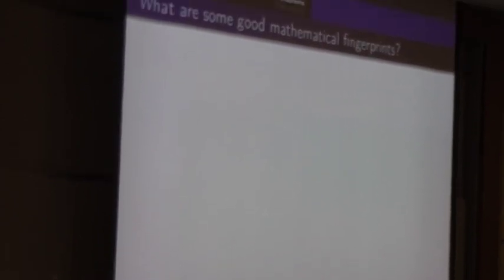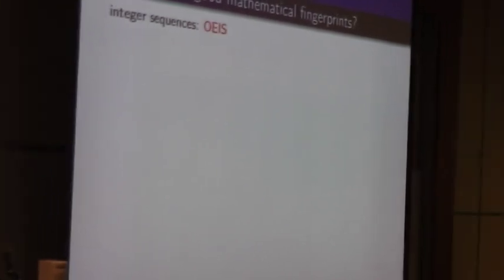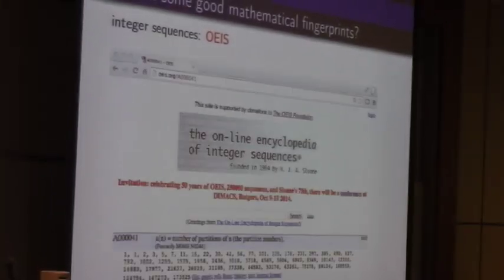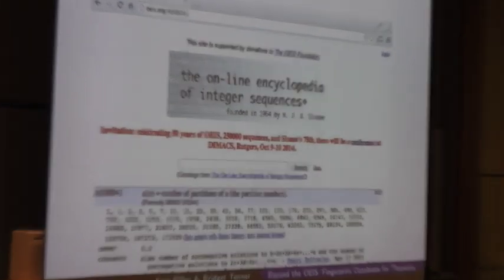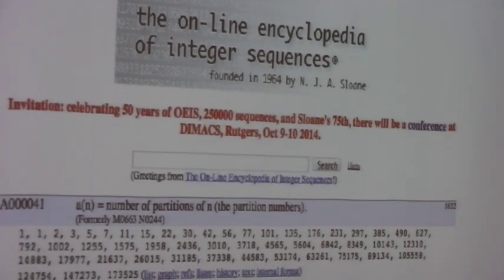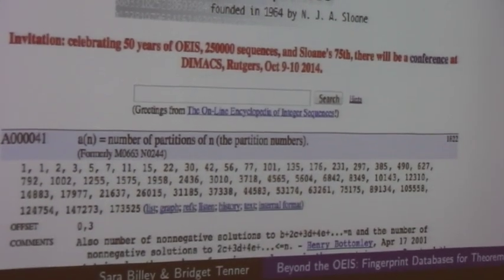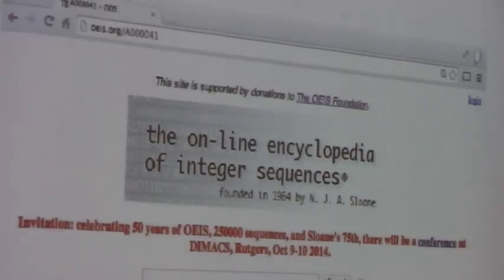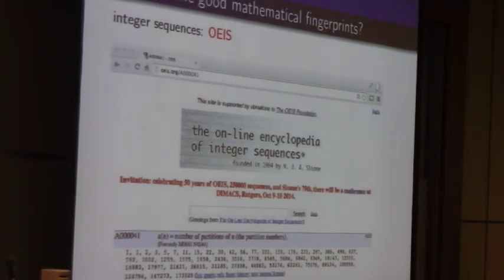So what are some good mathematical fingerprints? So think about your own work. Think about what brings us here today. Well, integer sequences are a great mathematical fingerprint. And hey, we have a database. So here's a page. Okay? And we know these pages well, whether you're looking at your smartphone and squinting at it, or if you're looking at a big screen. There are lots of fields. Some of them are more filled out than others for various sequences. But this is a great resource.